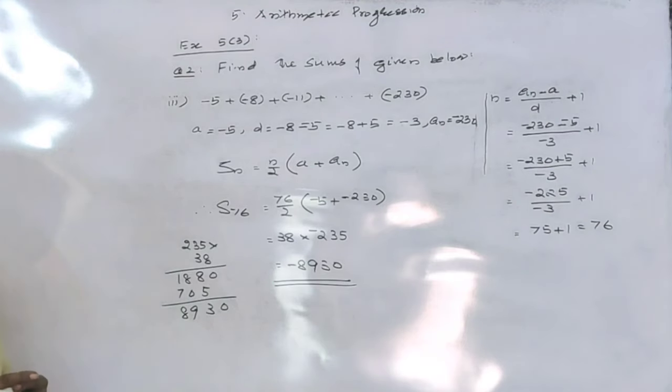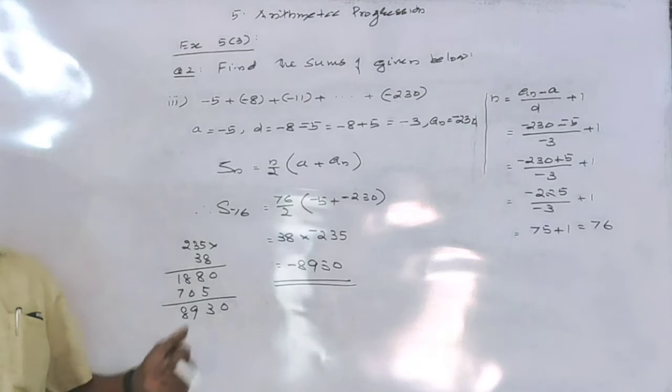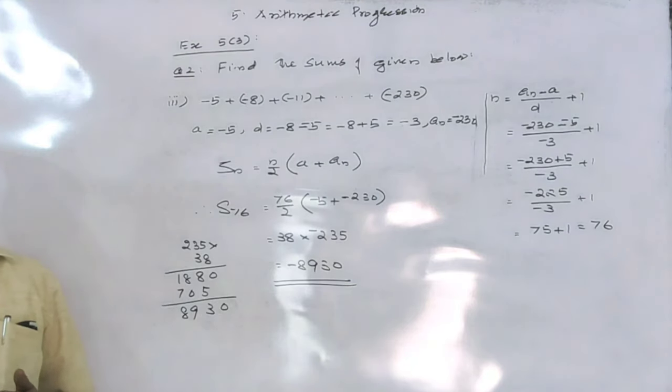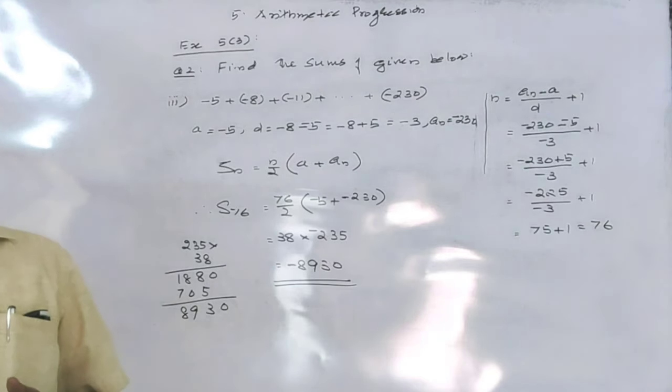We have two formulas. The first is n by 2 into 2a plus n minus 1 into d, and the other formula is n by 2 into a plus an, which is in the question.